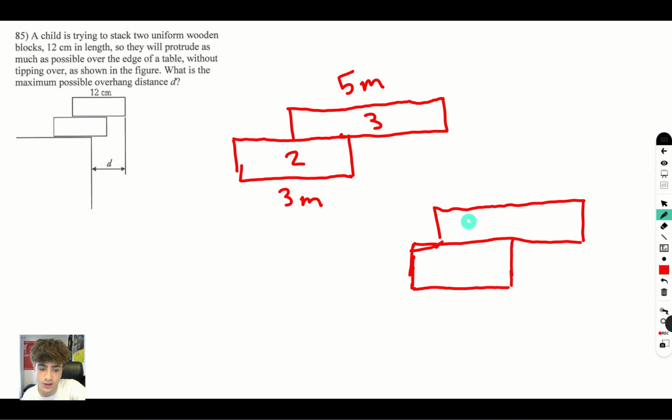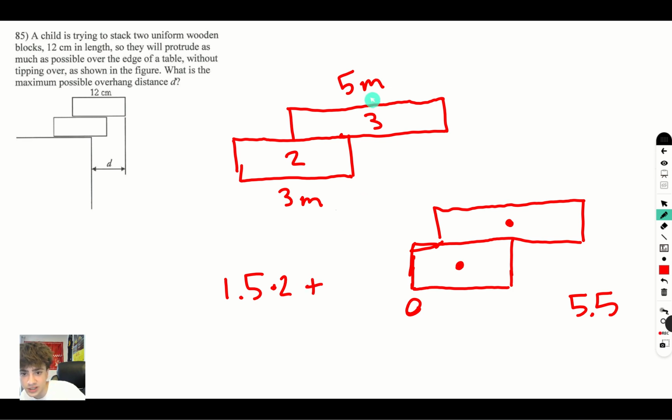And now let's find the center of mass of the entire system. We have this here and this here. So the entire length is going to be 1/2 here plus 5, which gives us 5.5 meters. So this point here would be 0, this point would be 5.5. Right here we have a distance of 1.5, so this block's center of mass is going to be 1.5, so we'll do 1.5 times its mass, which is 2, plus the other center of mass, which is at 2.5 plus 5, times its mass, which is 3, and we're going to divide that by the two masses combined, which is 5.